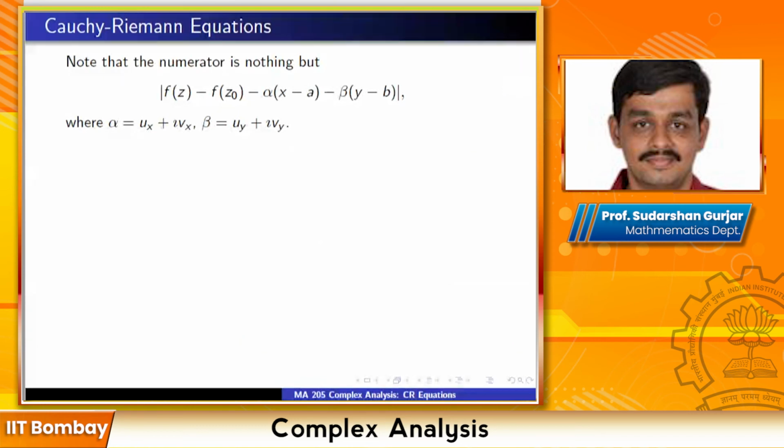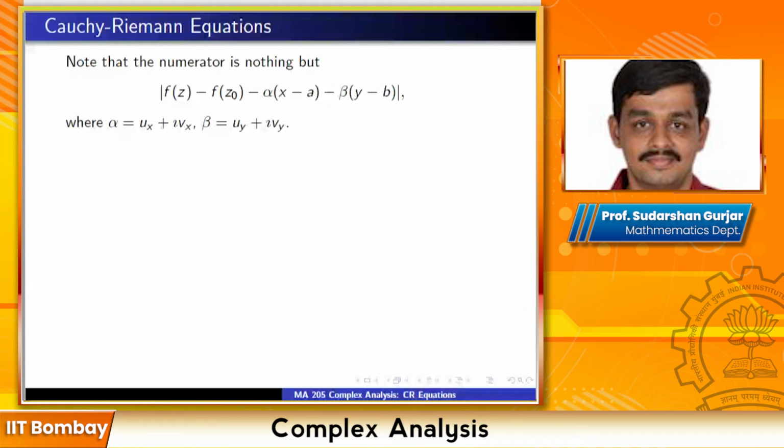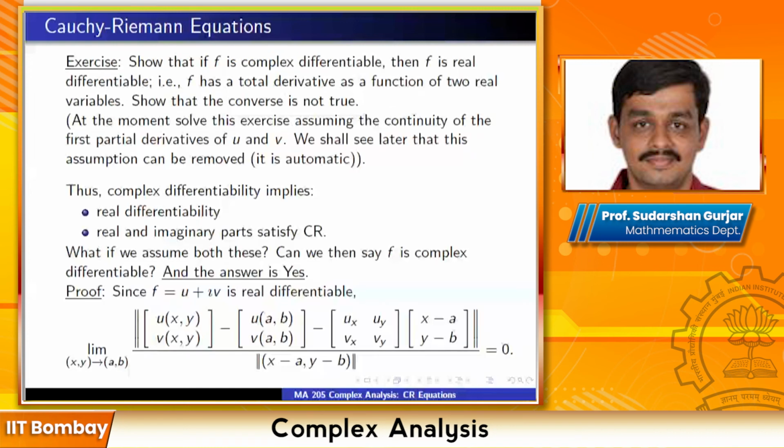Now note that the numerator is nothing but f z minus f z naught minus alpha times x minus a minus beta times y minus b. This norm, when you write it using complex numbers, it's like saying if I have a column vector a comma b, its norm is the same as the norm of the complex number a plus ib, right? So just writing it using complex numbers, the numerator is nothing but the norm of f z minus f z naught minus alpha times x minus a minus beta times y minus b, where alpha is equal to ux plus i vx, beta is uy plus i vy. Yeah, just a matter of expanding out the things.